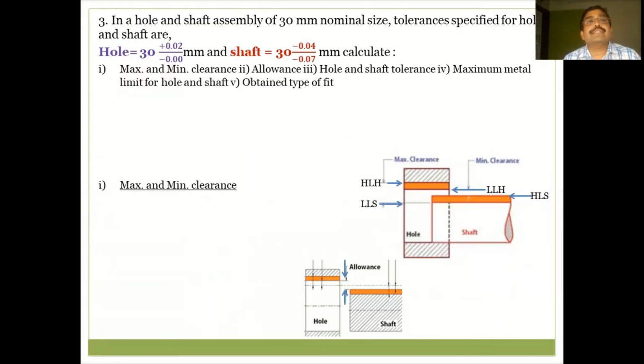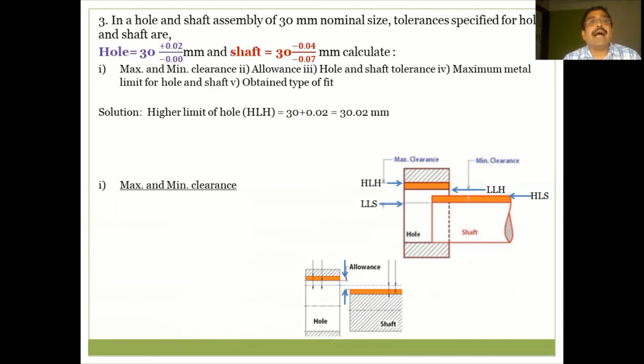In a hole and shaft assembly of 30 mm nominal size, the tolerances specified for the hole and shaft are, again, for the hole 30 plus 0.02 minus 0.00, and for the shaft 30 minus 0.04 and minus 0.07 mm. Now you have to calculate the maximum and minimum clearance, allowance, hole and shaft tolerances, and the maximum metal limit for the hole. Maximum metal limit means the maximum material condition, and you also have to obtain the type of fit. We'll see one by one here.